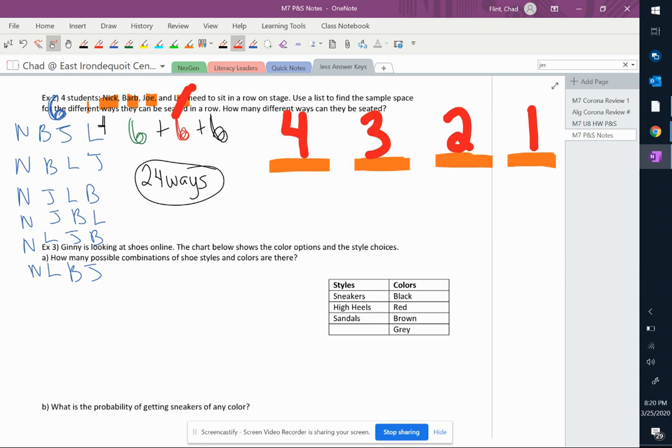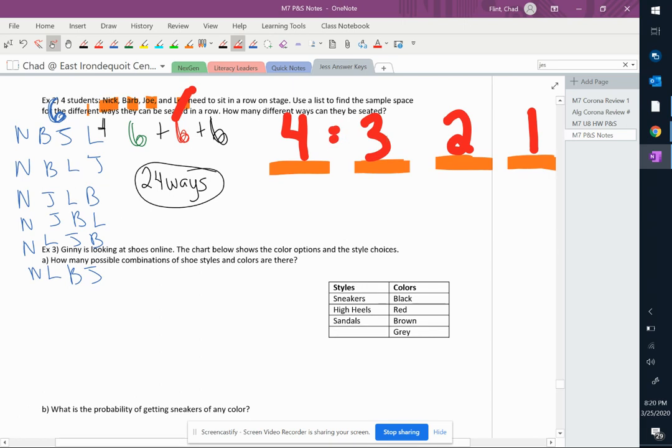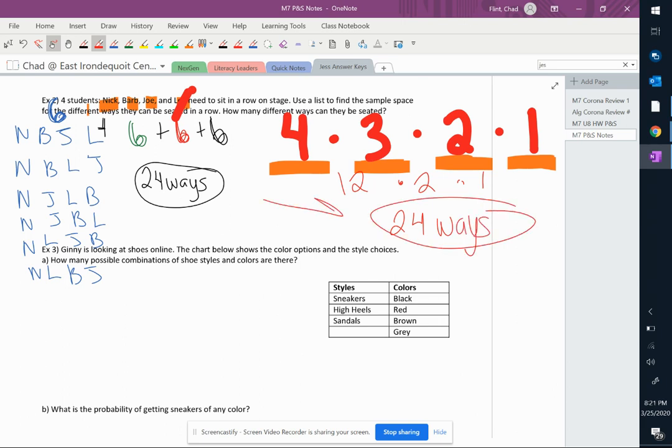And here we're picking someone for the first chair and the second chair. And that's supposed to be multiplication, the third chair and the 4th chair. So we're using multiplication. 4 times 3 is 12, times 2 is 24, times 1 is 24. Again, getting us that 24 ways that we would have got listing it all out. Either way is totally okay.